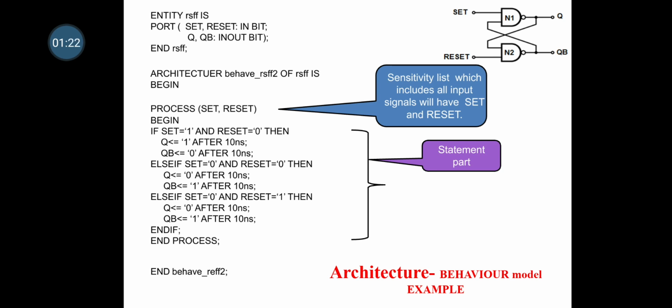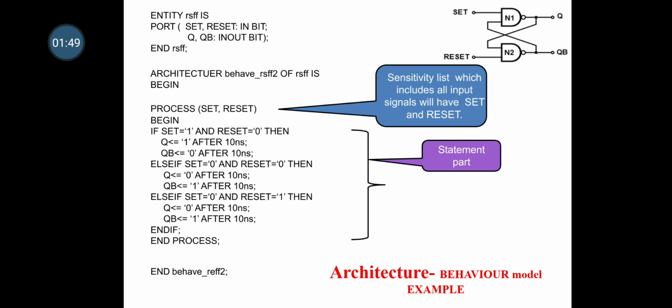Then comes the architecture. You have to give a name to the architecture of RSFF, then begin. Since it is a behavioral model, as I've always told you, a behavioral model is nothing but a truth table explanation of the circuit. So we are going to write the statements with respect to the truth table, and a behavioral model always has a process.